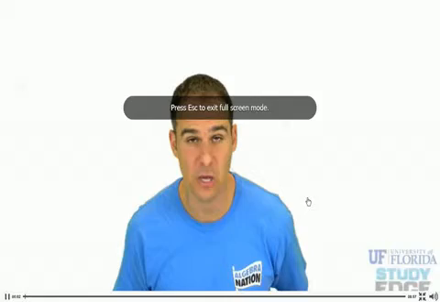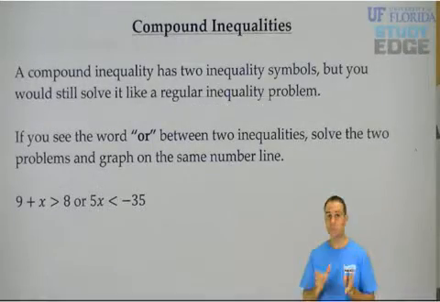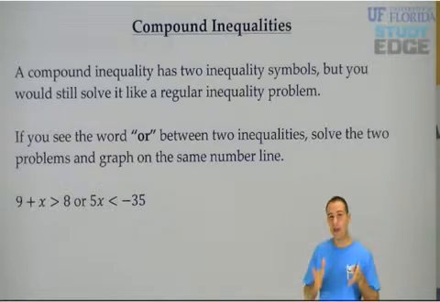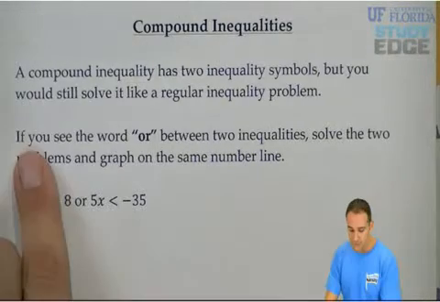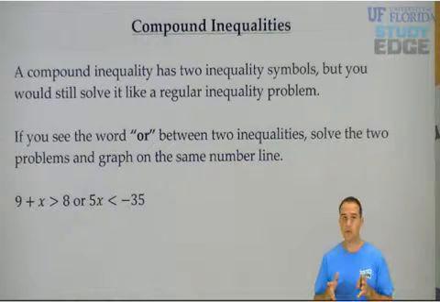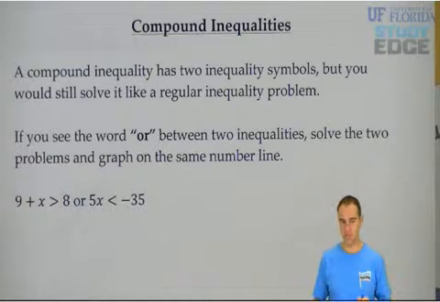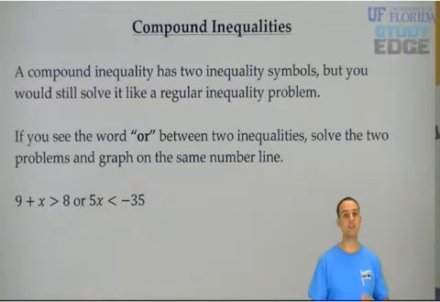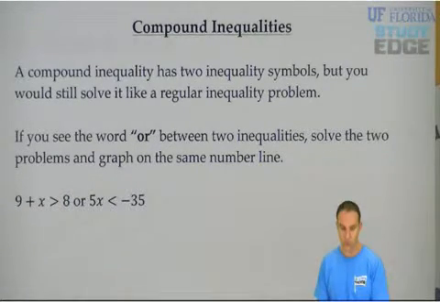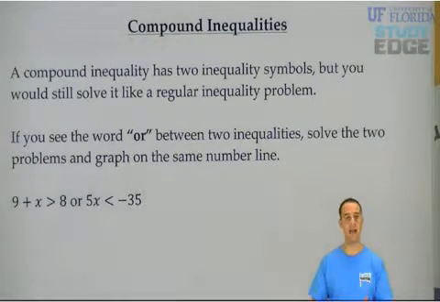Now, a compound inequality is where you get two inequality symbols, but you would still solve it like a regular inequality problem. If you see the word or between two inequalities, solve the two problems separately, but you'll graph it on the same number line. Meaning, if I want to solve this inequality with the word or in the middle, I'm going to solve the one on the left and the inequality on the right.